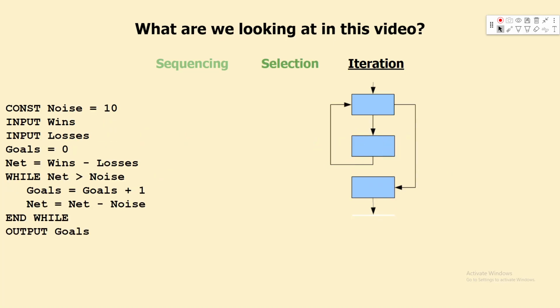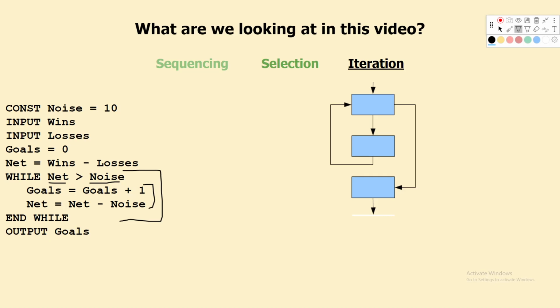The final example we're going to look at is iteration. Iteration is basically looping and repeating a piece of code until a value's been reached. And in this example here, we've got a coded sequence of iteration, and then we can see it on the flowchart on the right hand side as well. So with this piece of iteration here, we're saying while net is greater than noise, do this. And then it's going to keep looping round until net is equal to or less than noise. So it's going to keep repeating round and round until something happens.